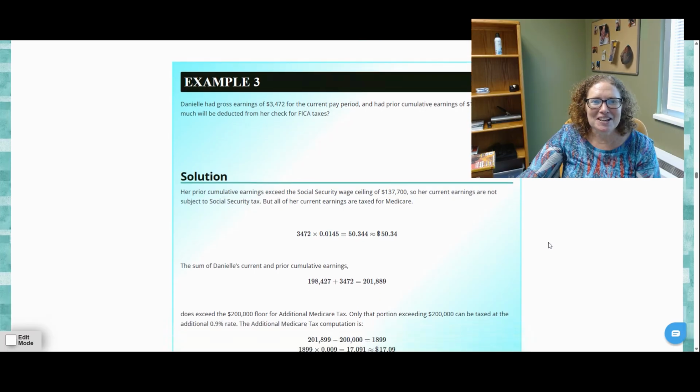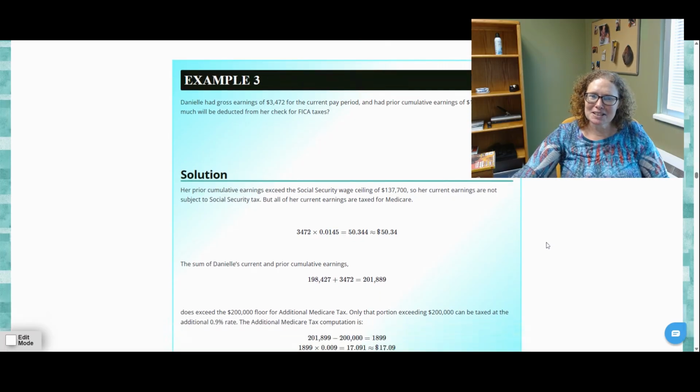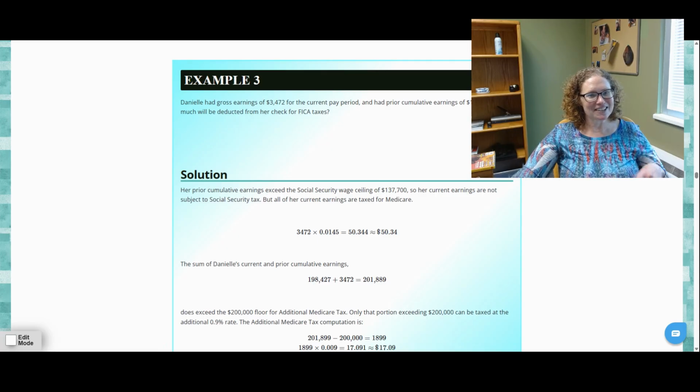So let's do another example. Danielle had gross earnings of $30,472 for current and had prior cumulative earnings of $198,427. That's getting pretty high up there, right? So what was that ceiling? It was $200,000. So I think we're going to have to do another one, right?